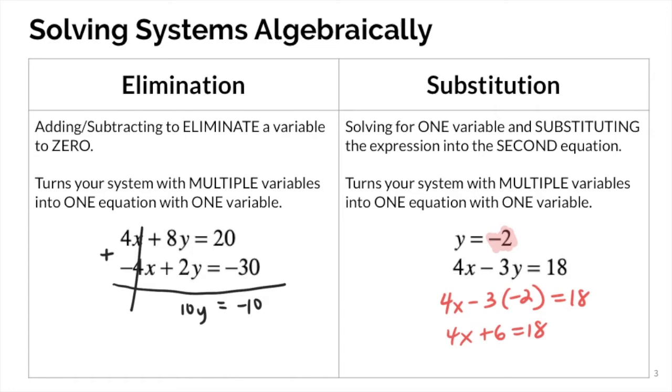We're turning our complicated problem of a system with multiple variables into a simpler problem of one equation with just one variable that we can very easily solve. Just the steps before it are slightly different, but the effect is going to be the same.